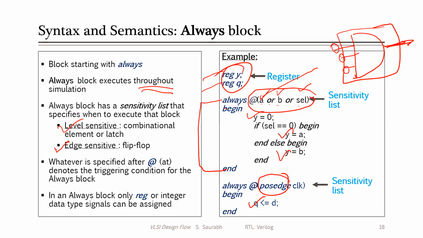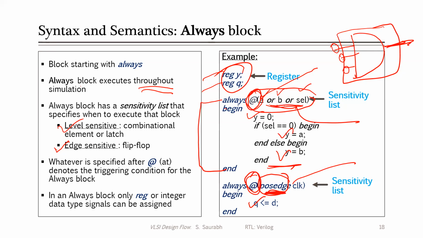Now the always block has a sensitivity list. Whatever we write after the @, that part is known as the sensitivity list. This sensitivity list can be of two types: level sensitive and edge sensitive. In a level sensitive list, you don't have the posedge or negedge keyword. This one is level sensitive and this one is edge sensitive. A level sensitive list will model a combinational circuit element or a latch. We'll see that later on. And an edge sensitive list will model a flip-flop.